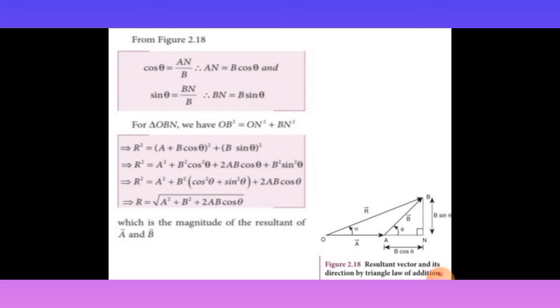So from this we can write b square cos square theta and b square sin square theta, both have b square in common, so it will be taken outside. In the next step it can be written as R square is equal to a square plus, we take the b square outside, remaining cos square theta plus sin square theta, plus 2ab cos theta. Students, already we know that sin square theta plus cos square theta is equal to 1. So in the next step we can write R square is equal to a square plus b square plus 2ab cos theta.